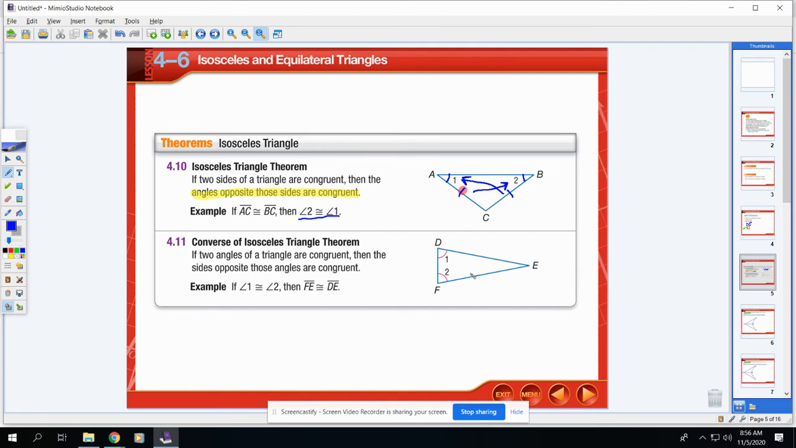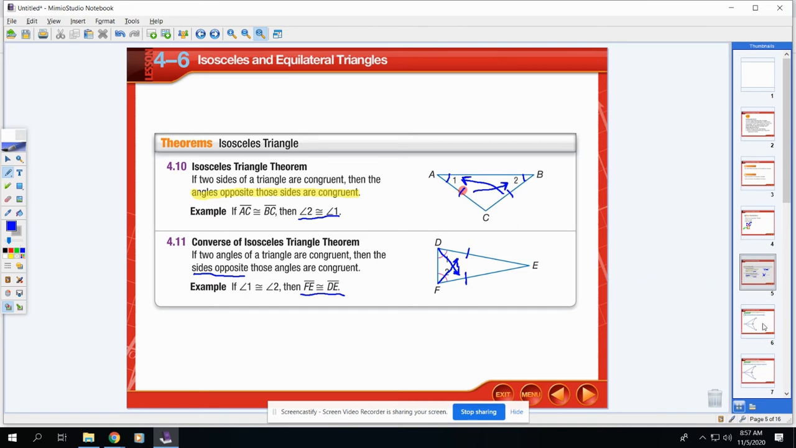Obviously, the converse works the exact same way. This is basically saying, if we have two angles that are congruent in a triangle, then the sides opposite those angles are congruent. When we say opposite, I want you to take a line and draw it straight out from your angle. Whatever side you run into will be the side that is opposite of that angle. If we did it for both angle 1 and angle 2, we would find out that DE is congruent to FE.